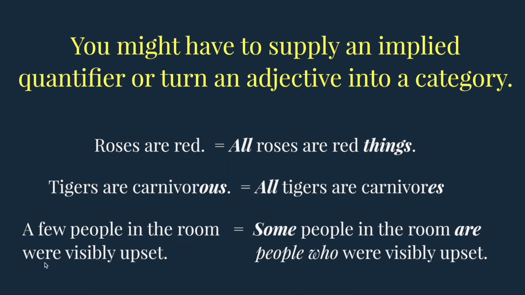Notice what's going on here. I have this kind of were visibly upset. I've got something kind of like my copula verb, my to be verb. It's in the past tense, but again, visibly upset is an adjective. It's not a category of things. So I just need to adjust my language a little bit so that I have my standard form of quantifier, subject category, copula, predicate category.